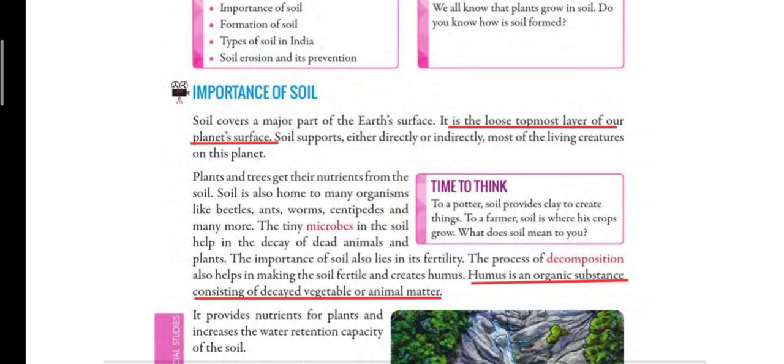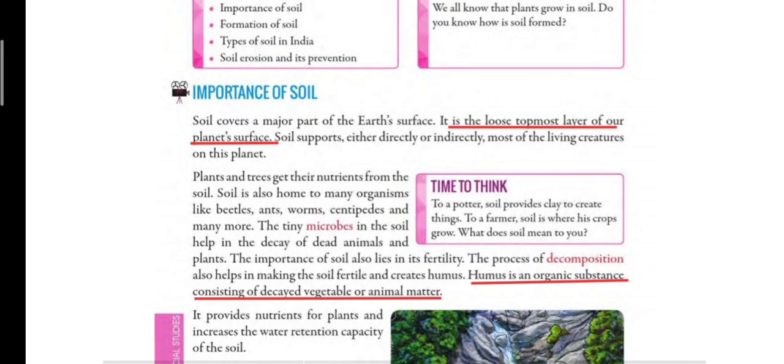So children, the third importance is that the soil has very small microbes. Microbes means microorganisms like bacteria that cause fermentation. This is the word meaning which is given at the back of your book also.